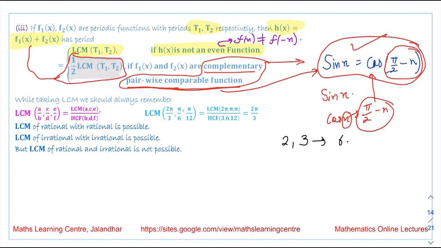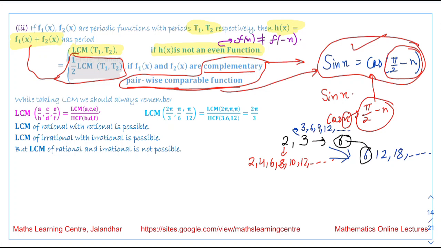Least common multiple means we write the multiples of 2: 2, 4, 6, 8, 10, 12, and so on. We write the multiples of 3: 3, 6, 9, 12, and so on. What are the common multiples here? They are 6, then 12, then 18, and so on. The least of all these multiples is 6. So the least common multiple of 2 and 3 is 6.